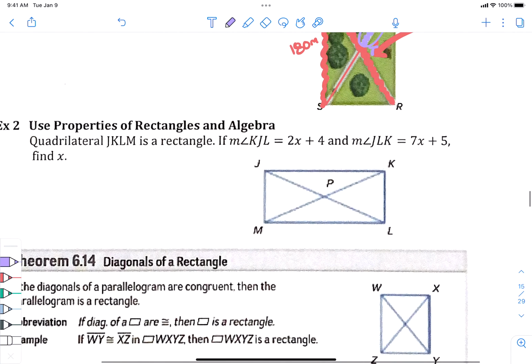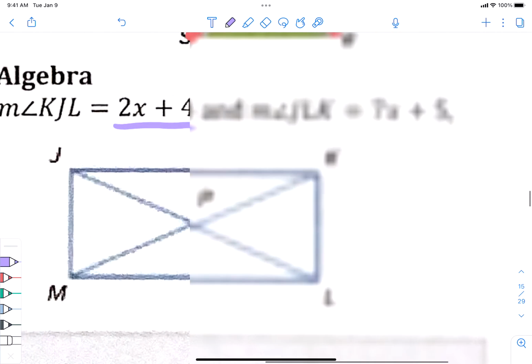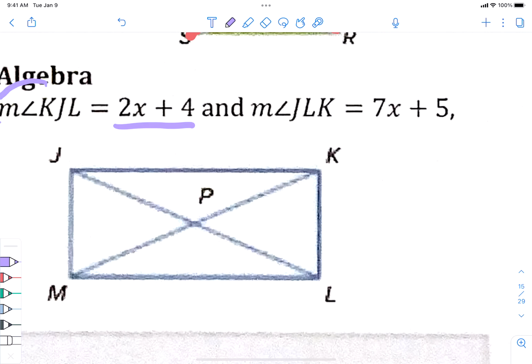Okay, example 2. Be careful when you're reading through the instructions up here so that you know what you're marking. I have a lot of people that look at 2x plus 4 and write it down as one of the lengths of the side. But we're talking about angle KJL. Look at angle KJL. It is located just this angle right here. So that's 2x plus 4, not the whole thing, not the 90-degree angle. 2x plus 4 is that guy.